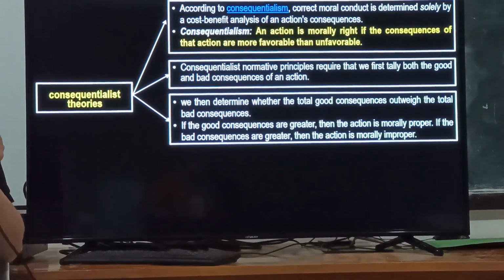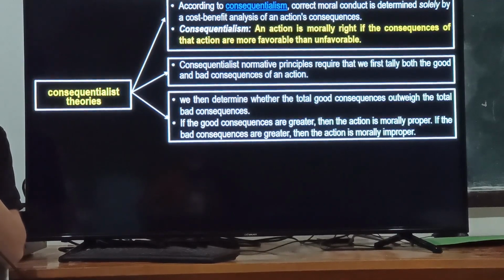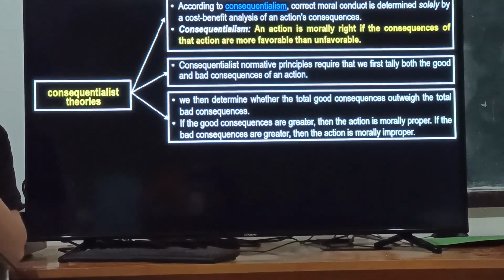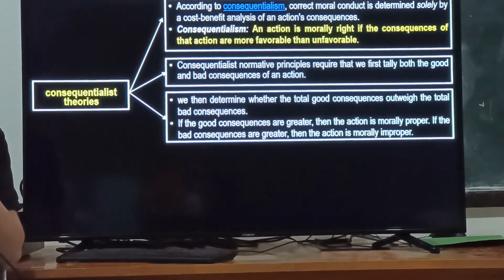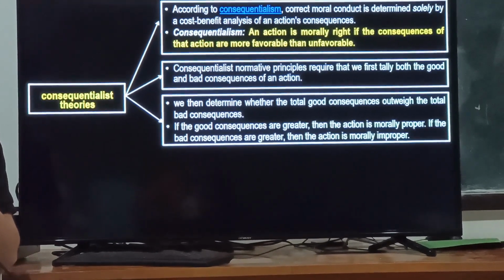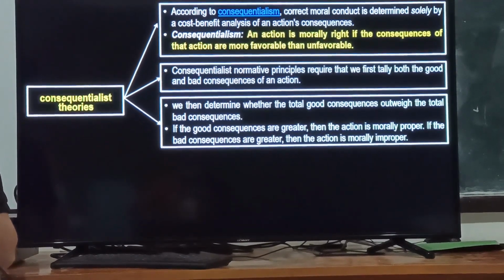Consequentialist theories in general want us to look at the good consequences and the bad consequences of our actions. If there are more good consequences than bad consequences, then the act is moral. But if there are more bad consequences than good consequences, then the act is immoral.